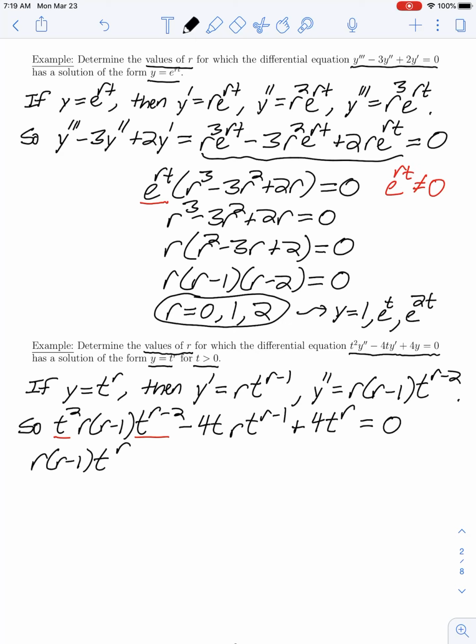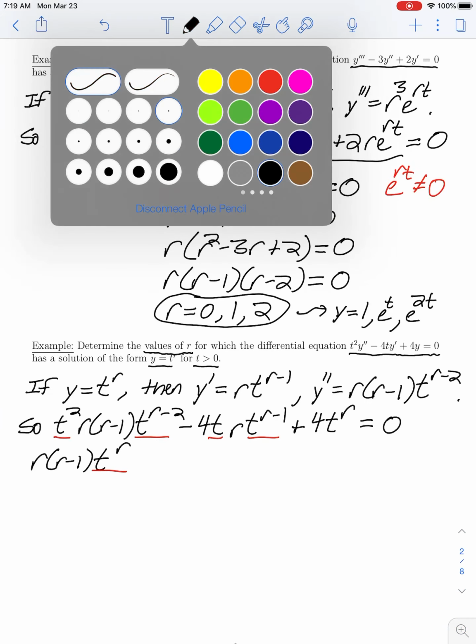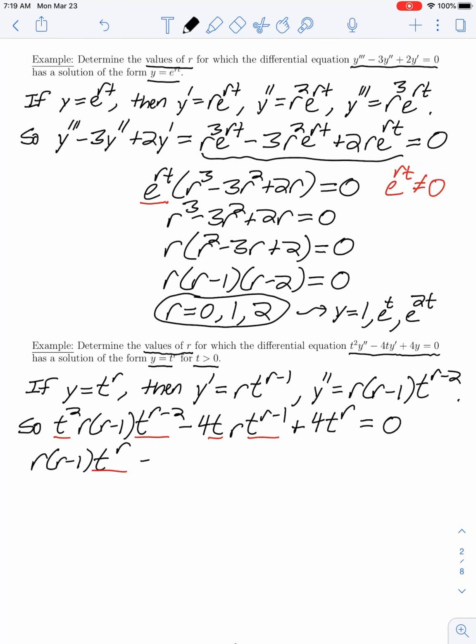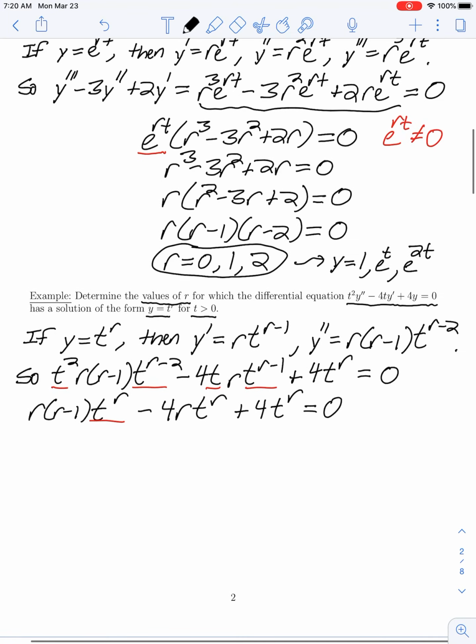When we combine those power functions, t squared and t to the r minus 2, when we add those exponents, we just have t to the r. Now, in a similar way, in this second term, we have a t to the first times t to the r minus 1. So when we combine those terms, we just get t to the r, and we're left with negative 4r times t to the r power. And then our last term is simply 4 times t to the r, and we need this to be 0 to give us a solution.